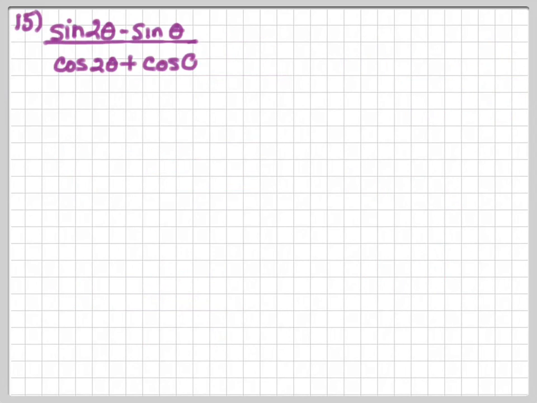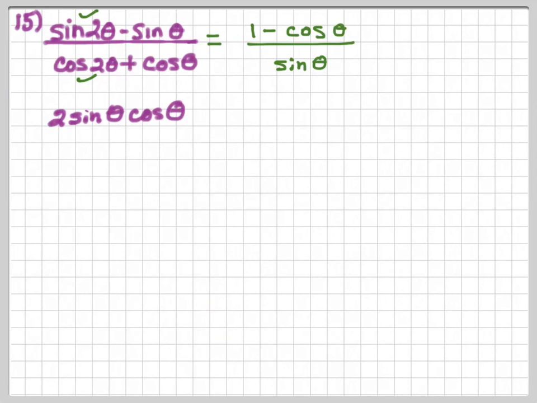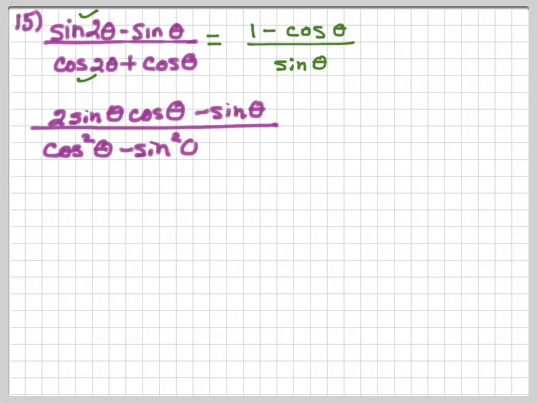Okay, number 15 is this one. And what I have chosen to do is make my changes using my double angle formula, sine 2 theta, cosine 2 theta. So sine 2 theta is 2 sine theta cosine theta, and then of course I have my minus sine theta. And in the bottom I'm going to use cosine squared theta minus sine squared theta plus cosine theta.